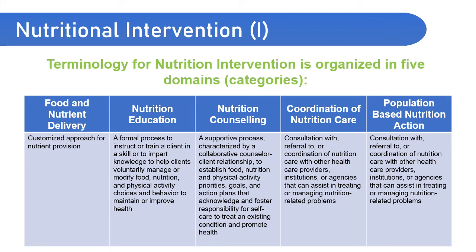So, in writing the nutrition intervention, we may use a few terminologies. The terminologies for nutrition intervention are organized in 5 domains or categories. First is food and nutrient delivery. Second is nutrition education. Third is nutrition counseling. Fourth is coordination of nutrition care. And the last one, population-based nutrition action.